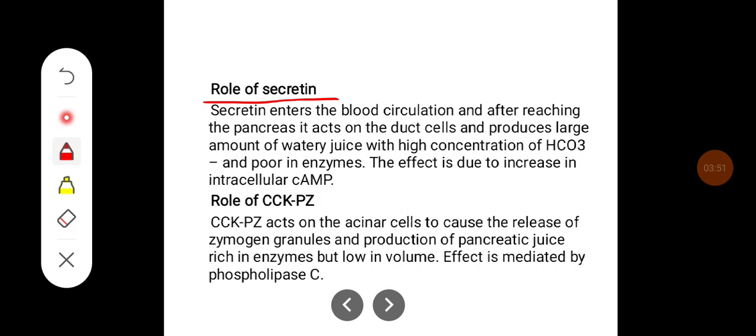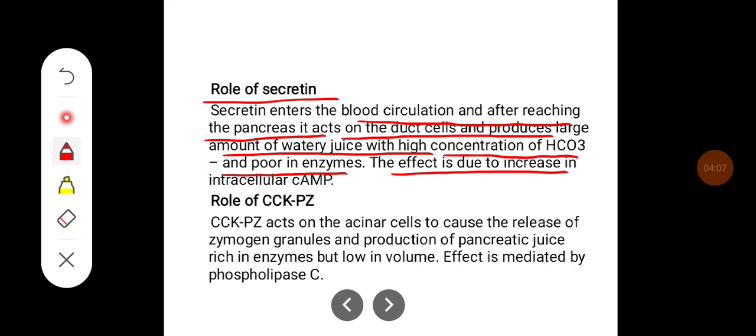See the role of secretin. The secretin enters the blood circulation after reaching the pancreas. It acts on the duct cells and produces large amount of watery juice with high concentration of bicarbonate and poor in enzymes. The effect is due to the increase in the intracellular cyclic AMP.